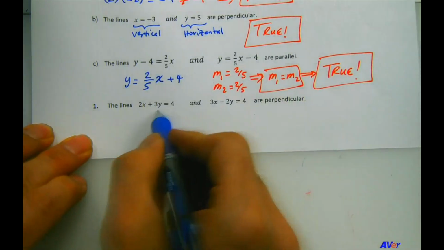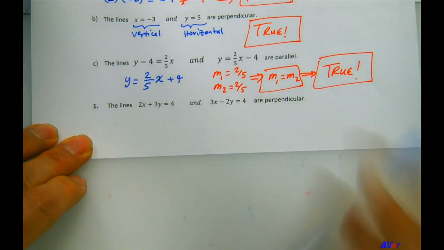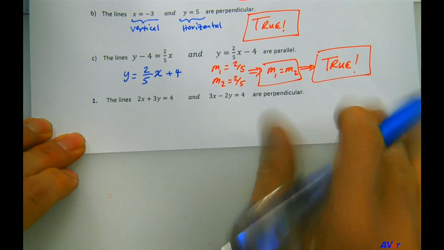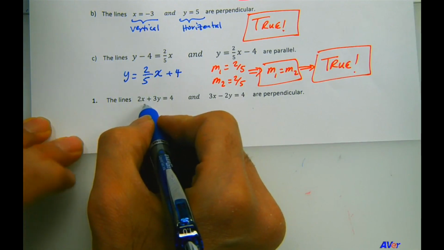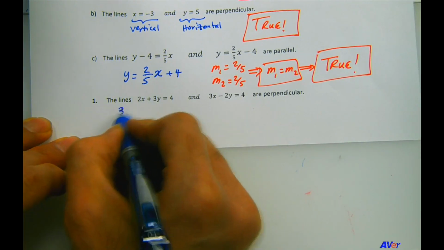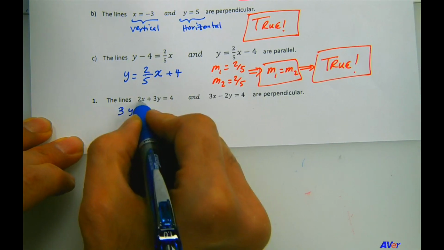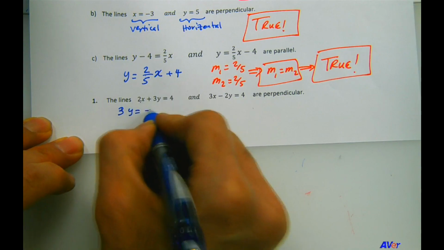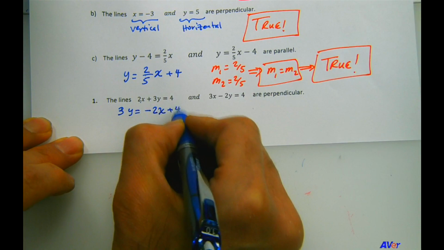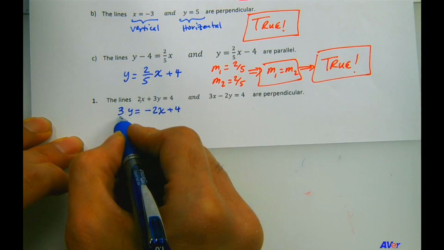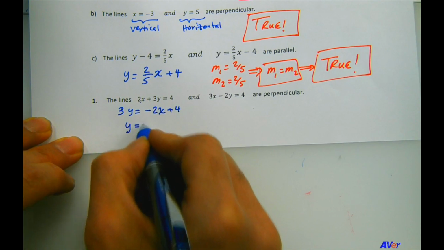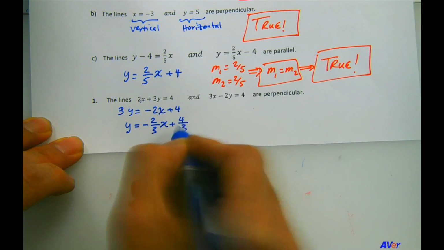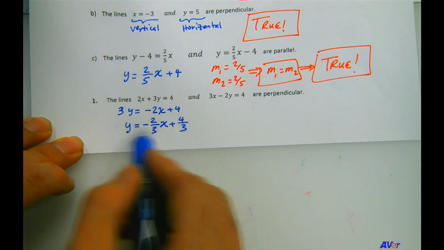Let's see. Neither one is in y equals mx plus b form, right? Neither one is in slope-intercept form. So let's put each one in slope-intercept form. So we have 3y equals, move the 2x to the other side. It is positive on the left. When you move it to the right, it becomes minus 2x plus 4. Divide both sides by 3, right? So y equals minus 2/3 x plus 4/3. That's the slope-intercept form for this equation.